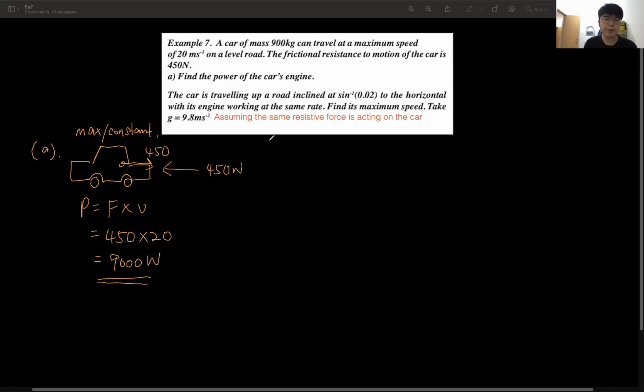Second part, the car is traveling up a road incline at sine inverse 0.02 to the horizontal, with its engine working at the same rate. So the power is the same. P equals 9,000 watt. Find its maximum speed. Take g equals 9.8.